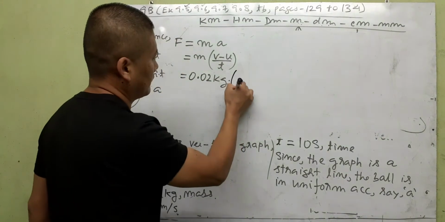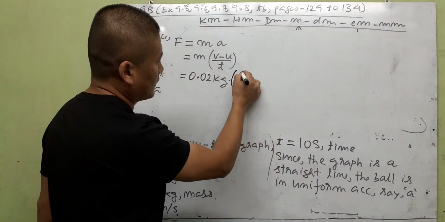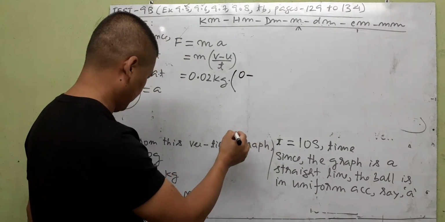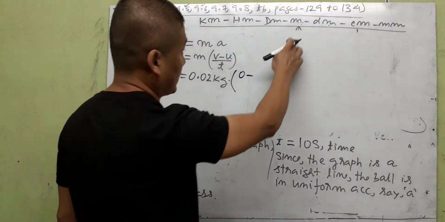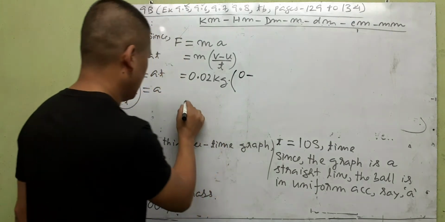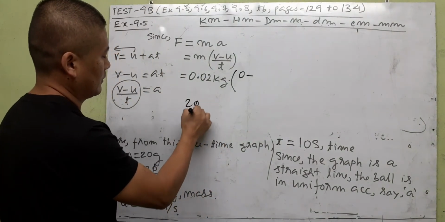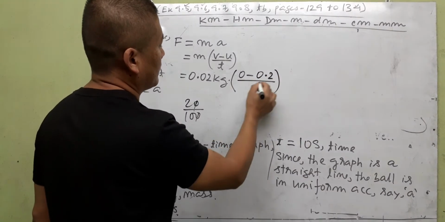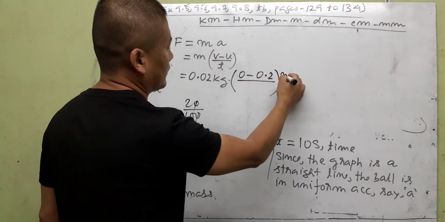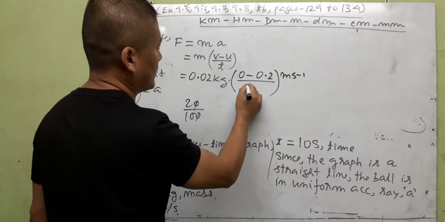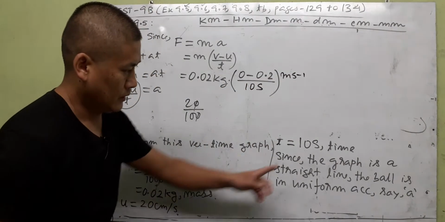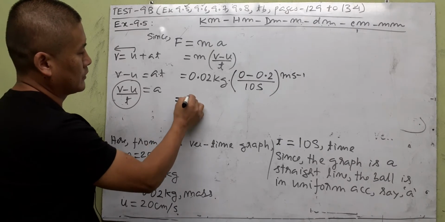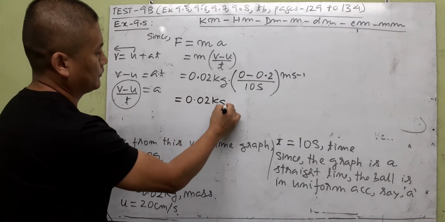Here v is 0, as we just saw, minus u. I think we worked it out, but u is 20 by 100, so 0.2, and then meter per second can come out common here. Time is 10 seconds, as you can see here. So if you calculate this, you're going to get 0.02 kg.